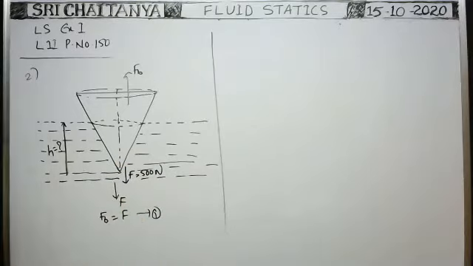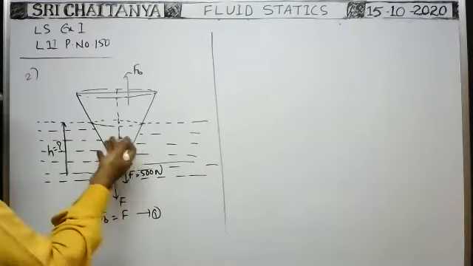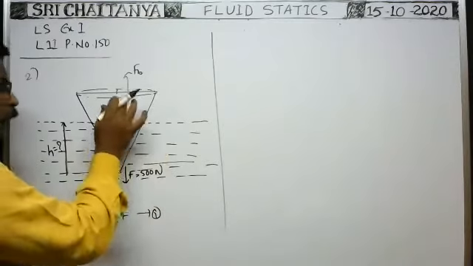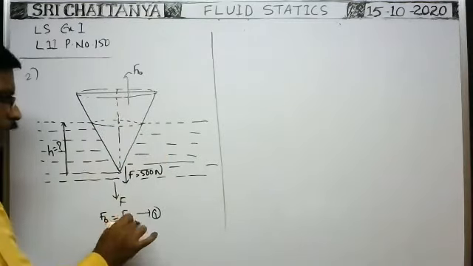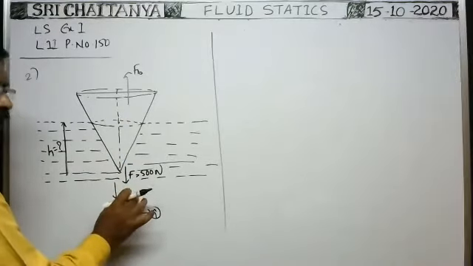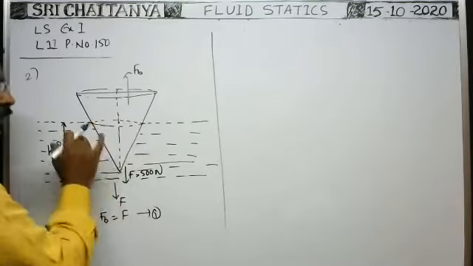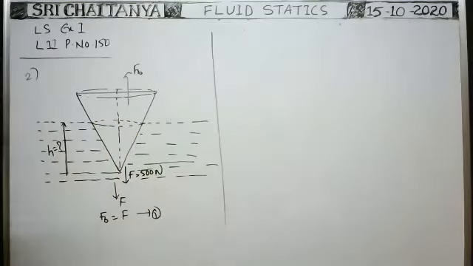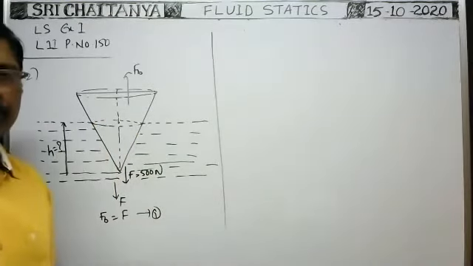Mass of the cone is not given. That's why the weight of the cone, small m, is negligible. Suppose the weight of the cone is also given, then we have to write F plus mg, the applied force plus the weight of the cone. Both we have to write here. But it is a light circular cone, that's why the weight of the cone can be neglected. Okay, that is given.